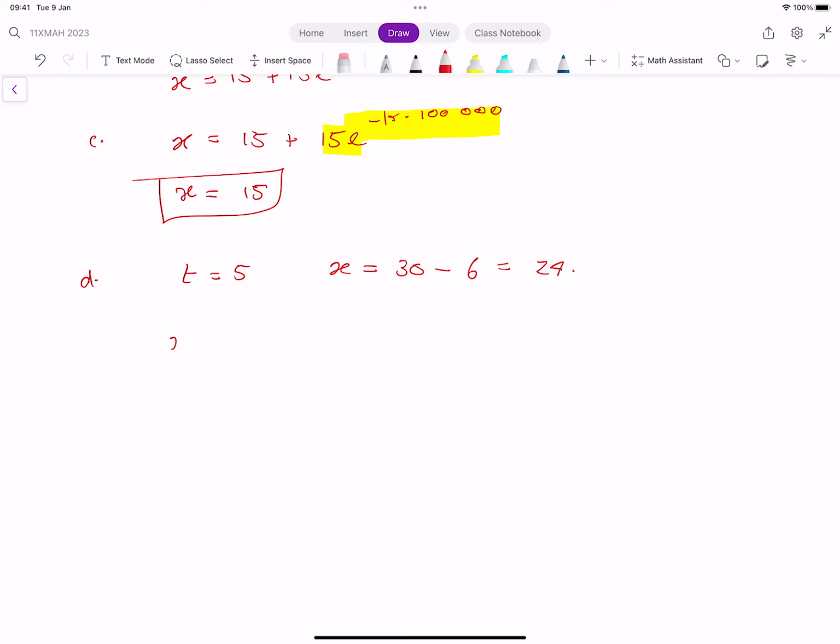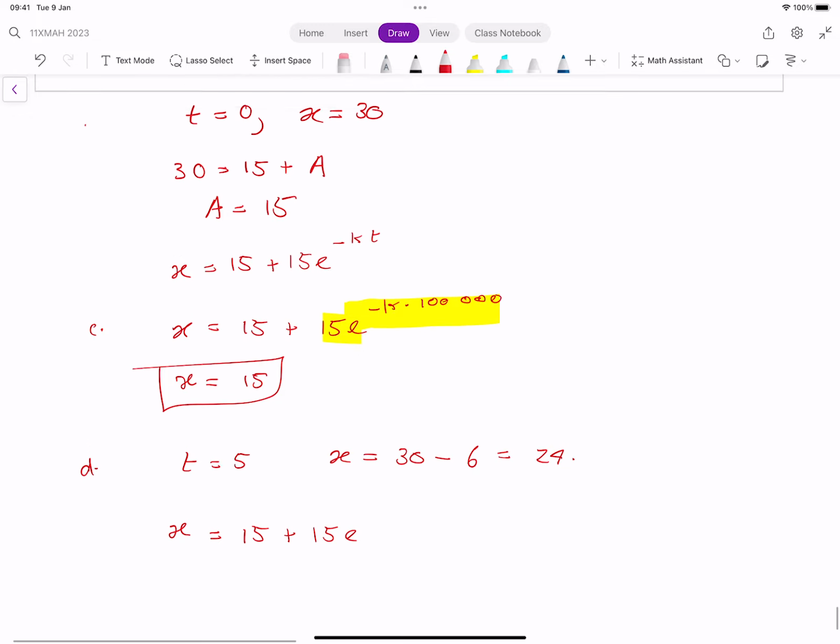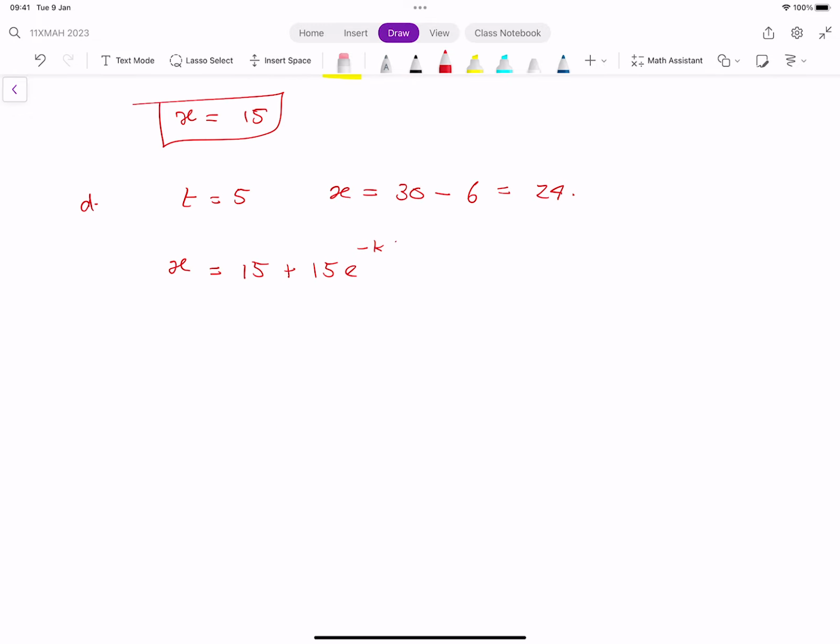So we're going to use our equation, x is equal to 15 plus 15e^(-kt), and we're trying to find the value of k. So we know that 24 equals 15 plus 15e^(-5k), since t was 5. Subtracting the 15 over, then dividing by 15, so 24 minus 15 is 9, divided by 15, we get 3 on 5. So e to the minus 5, not t, pardon me, that should be a k. e^(-5k) is equal to 3 on 5.